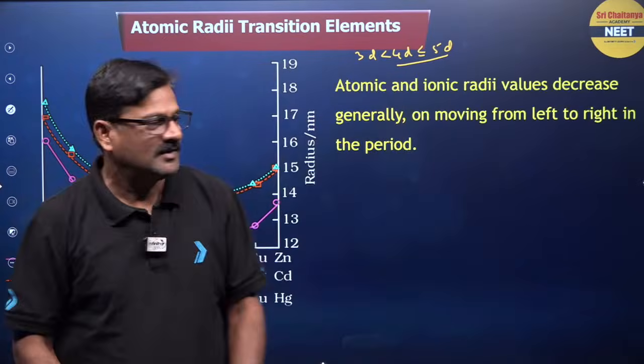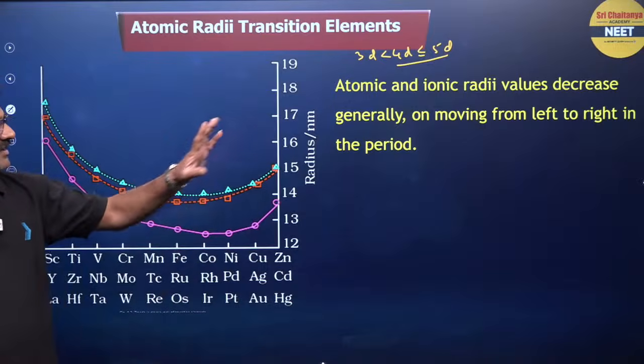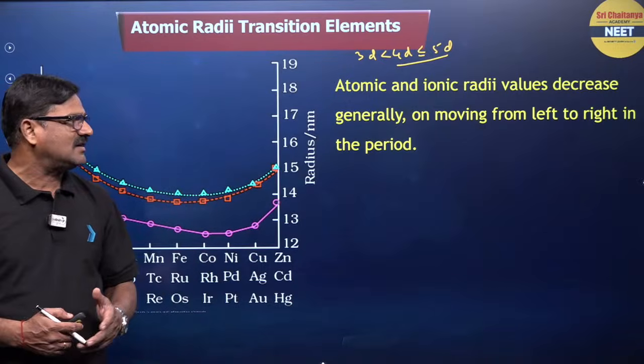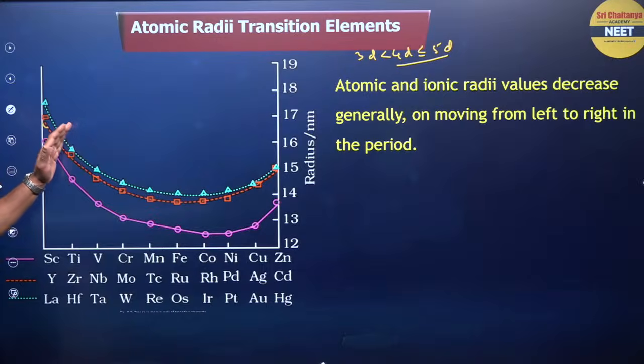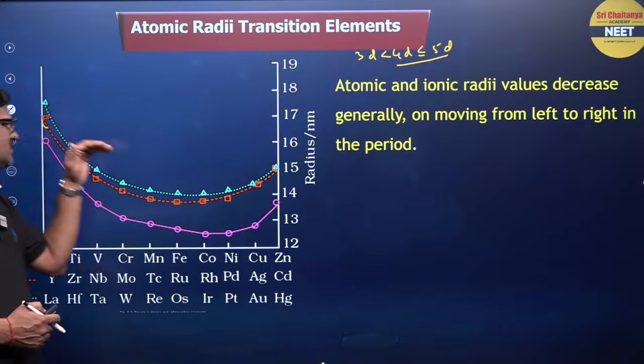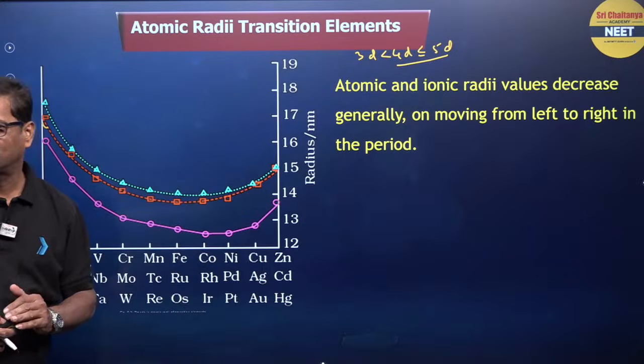Why? Atomic and ionic radii values generally decrease from left to right in the period. Of course, it is decreasing.